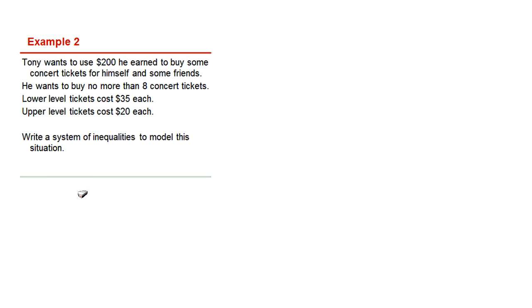All right, our last example, the dreaded story problems. Tony wants to use $200 he earned to buy some concert tickets for himself and some friends. Well, how nice of him. He wants to buy no more than 8 concert tickets. Lower level ones cost $35, upper levels cost $20. And we need to write the system of inequalities to model this.